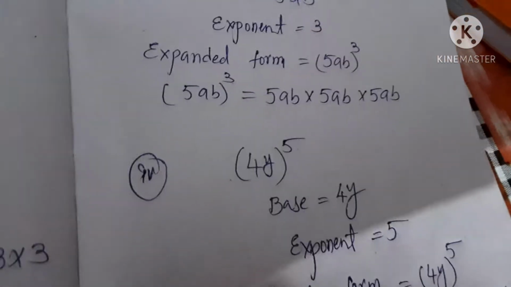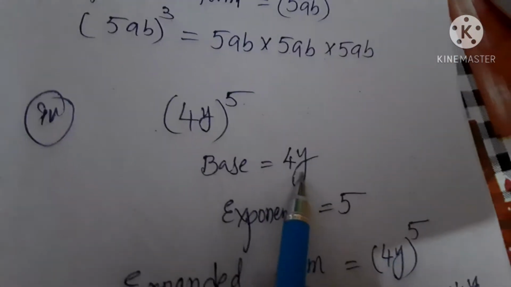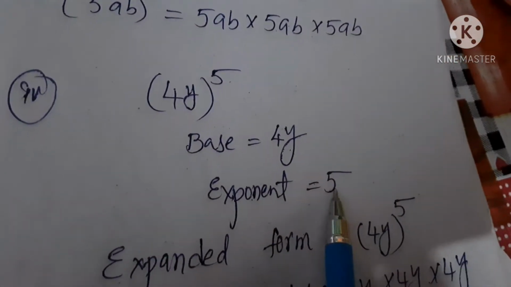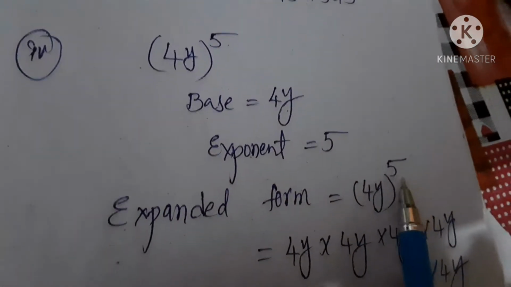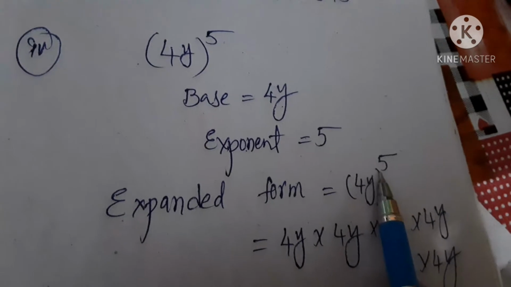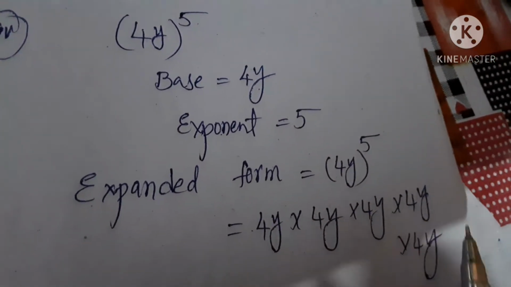Now the fourth one is (4y) whole power 5. Here the base is 4y and the exponent is 5. Expanded form: how many times does it repeat? 5 times. So 4y into 4y into 4y into 4y into 4y.